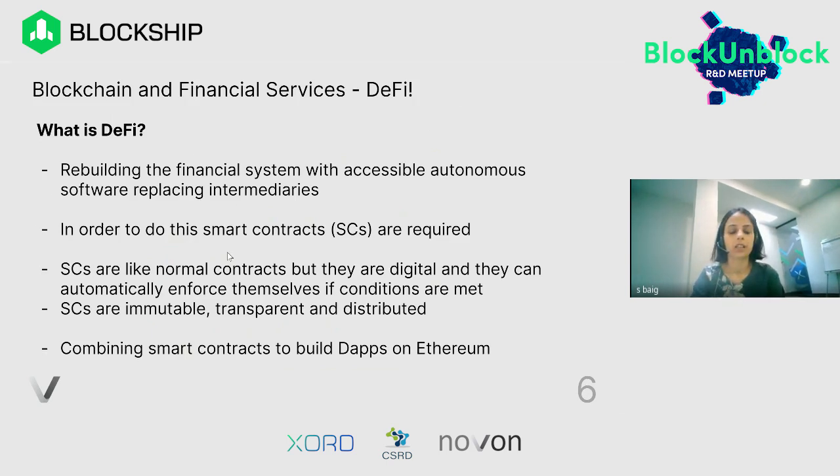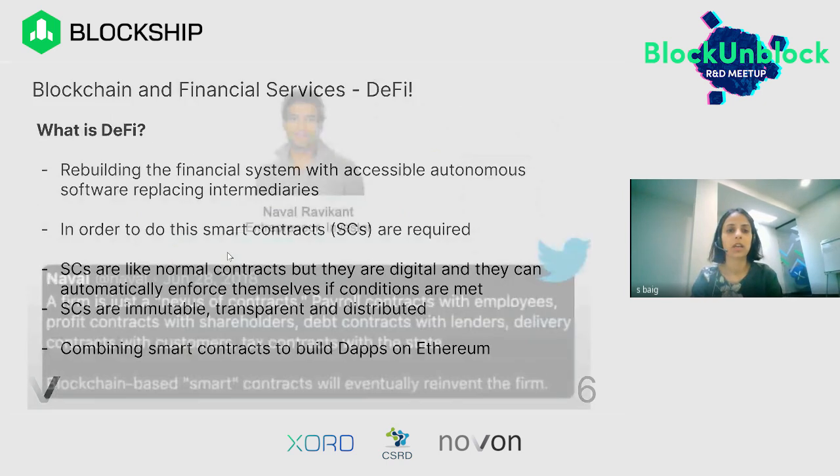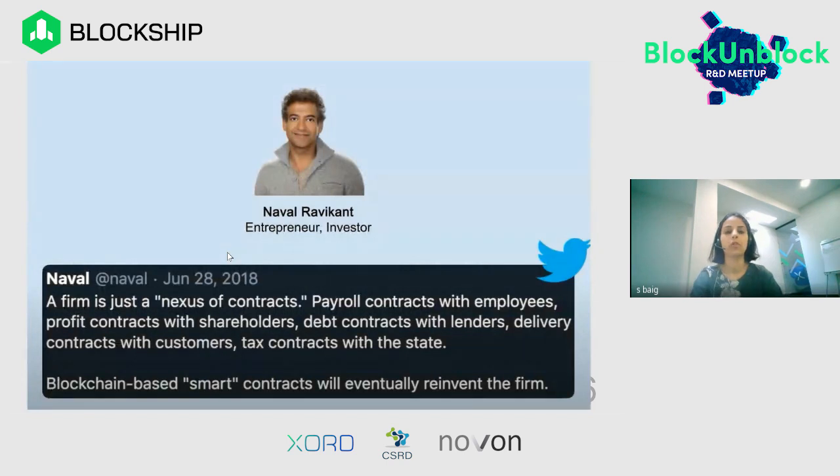Now that we've discussed what DeFi with blockchain is all about, let's see what Naval Ravikant, a serial entrepreneur, has to say about smart contracts. He says that a firm is just a nexus of contracts: payroll contracts with employees, profit contracts with shareholders, debt contracts with lenders, delivery contracts with customers, tax contracts with the state. So blockchain-based smart contracts will eventually reinvent the firm, and I hope this makes you realize how important blockchain could be in the future.